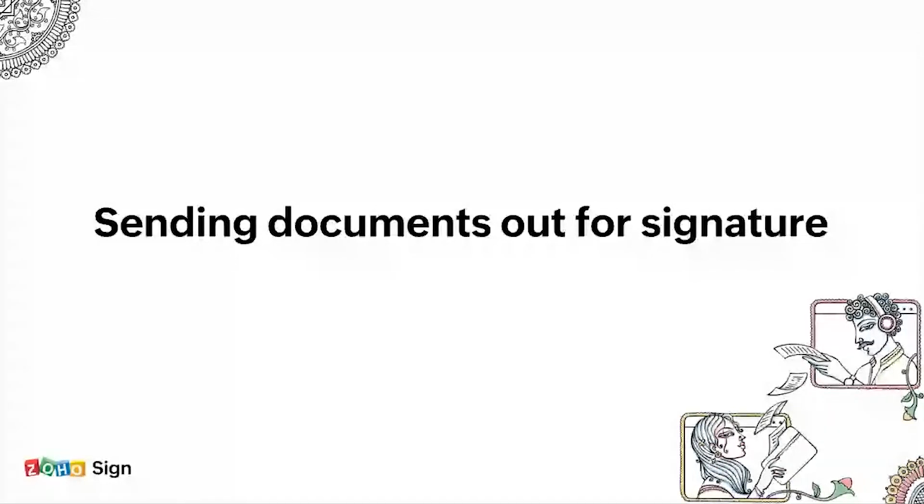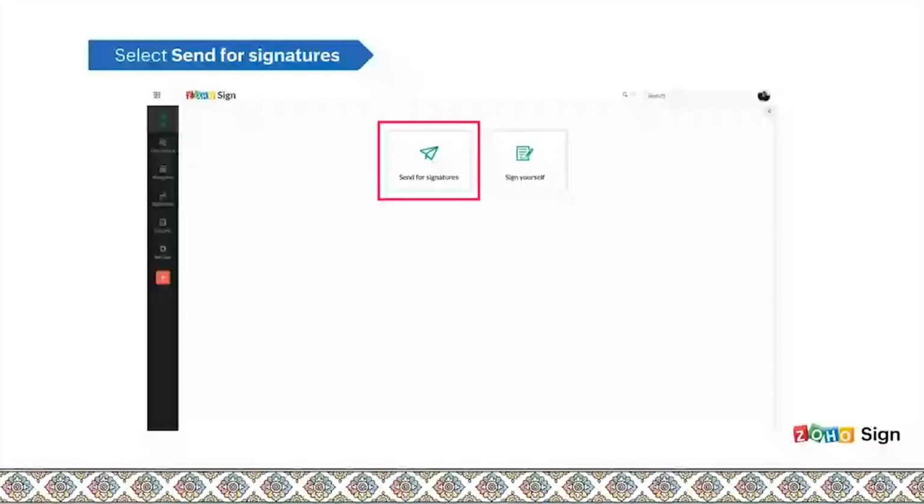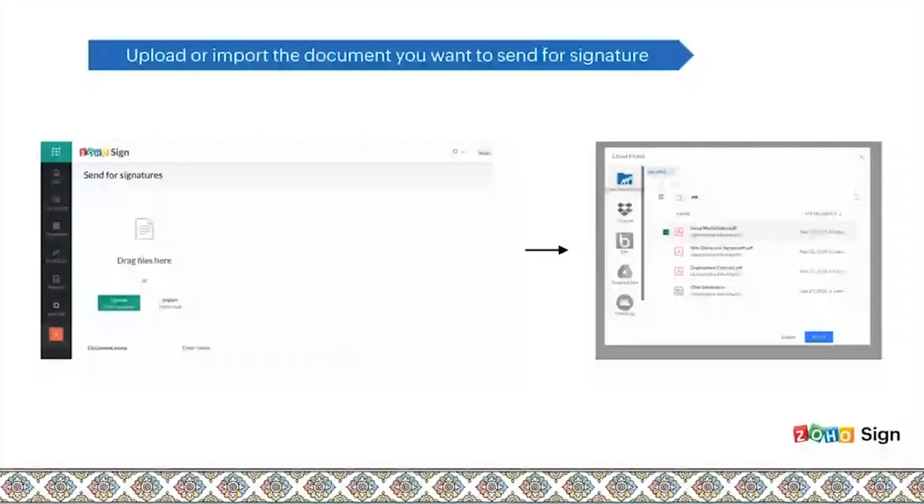But with the Send for Signatures feature, you can digitize this whole process and get it done from right where you are. Let's see how we can do that. Click on the Send for Signature button available on the dashboard. This will take you to the Send for Signatures page. Upload the document you want to send out for signatures and add a name to it.